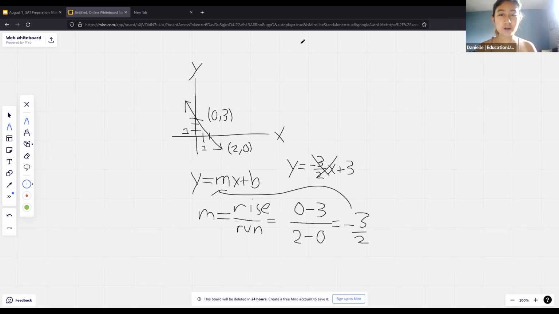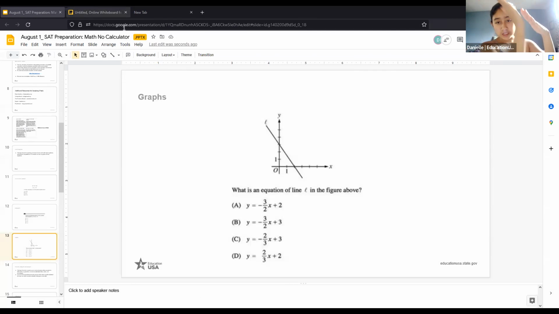Just looking at the graph itself, if you want to solve it a little faster, it's a negative graph, so you can automatically cross out any options that were positive. I think D was the only one that showed a positive slope, but it's not a positive slope. If it's going down like this, that's a negative. If it's going up like this, that's a positive.